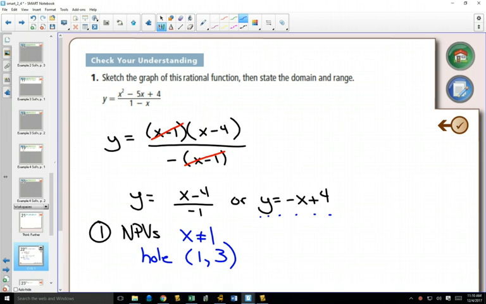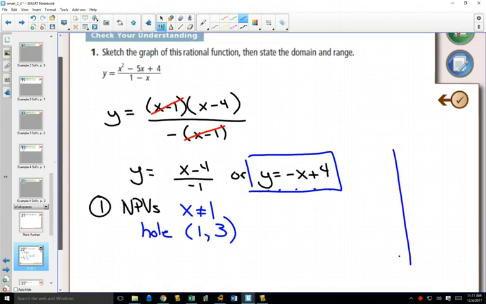Now, once you've done your non-permissible values and your hole, what you're going to graph is your simplified version and add the hole to it. So now when we look at our simplified version, can you see that it's no longer a rational function? We can skip steps 2, 3, and 4 because you already know how to graph a line. How do I graph y equals negative x plus 4?